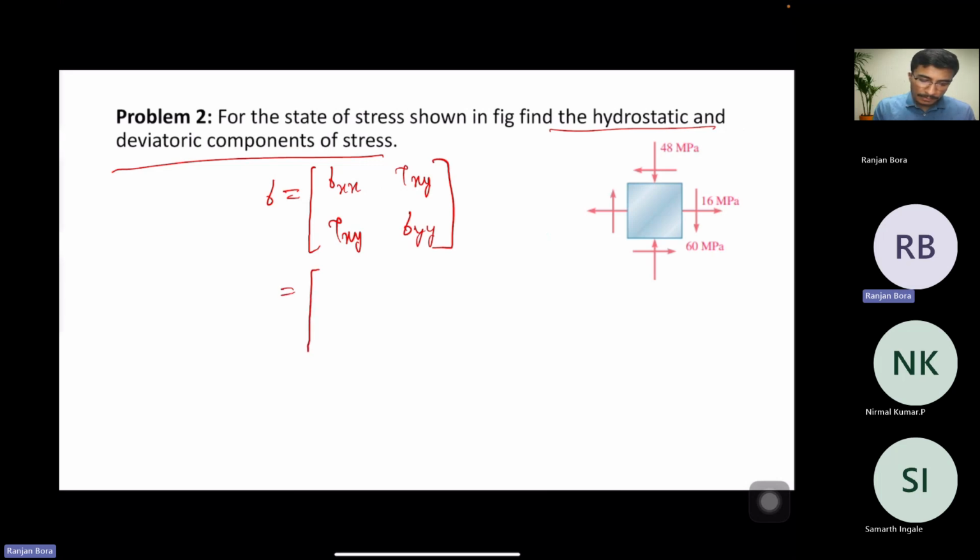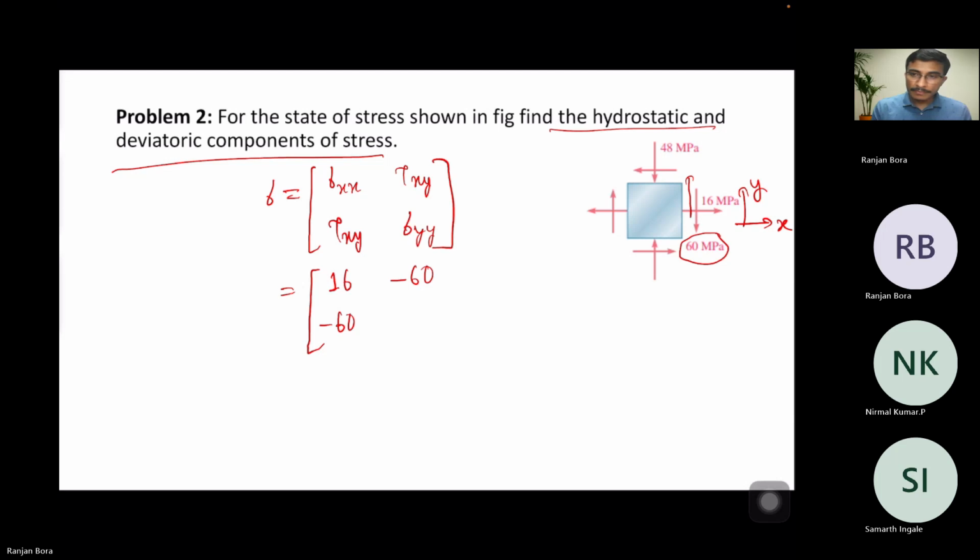And here, sigma xx, this is the x direction, this is the y direction. So in this problem, sigma xx is given 16, and tau xy 60. But for tau xy, if it is upward, then it is positive. If it is downward, then it is negative. So it is minus 60, and it is also minus 60.